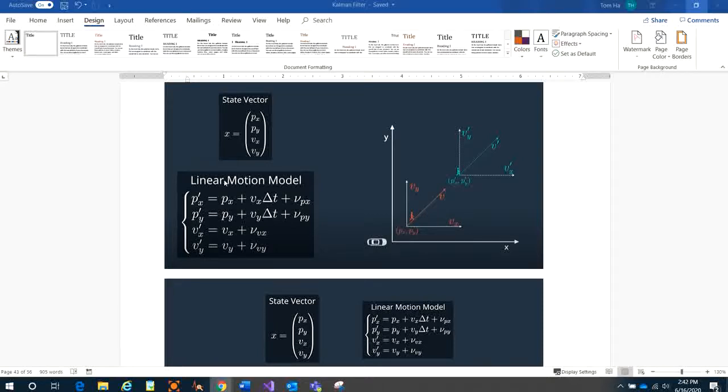Remember you have the linear function: PX equals the previous position plus distance after time t. PY is the same thing, and for velocities, new velocity equals old velocity plus, I will tell you this one later. The VX and VY. But remember, in the linear model function, the new position is the old position plus displacement, and the new velocity equals the velocity, because we assume constant velocity. The velocity does not change.